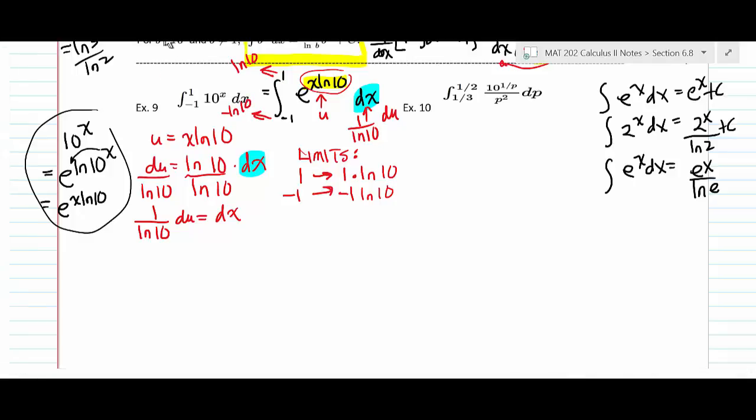Now we're set up and ready to do our integral. We're going to integrate from -ln 10 to ln 10, and we're left with e to the u, and then the du is going to be 1 over ln 10 du. That 1 over ln 10 is a constant, so it can come out of the integration. That should be the integral that we ultimately work out. All right, let me pause there and see if there's anything I need to clarify, any questions about anything.